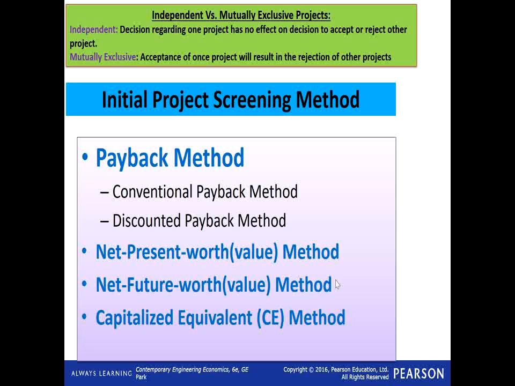Now, the first method of project screening. What is a project? As we explained, it could be an independent project or it could be mutually exclusive projects. Now, there are different methods. The first method is the payback method, second is the net present worth method, third is the net future worth method, and the last one is the capitalized equivalent method. Under the payback method, we have two methods, conventional payback and discounted payback method. These are important concepts. I will explain them by solving some of the questions, then you will have a clearer understanding.